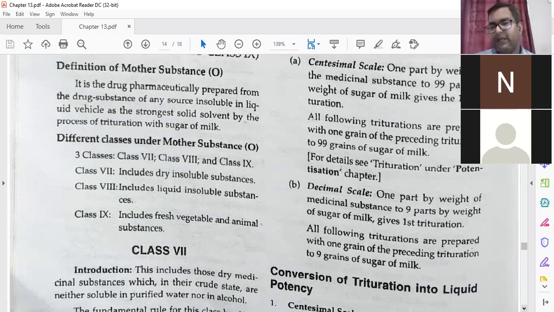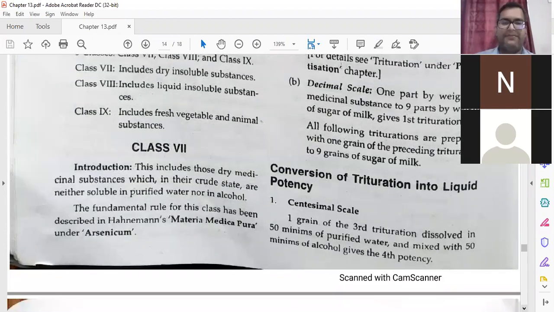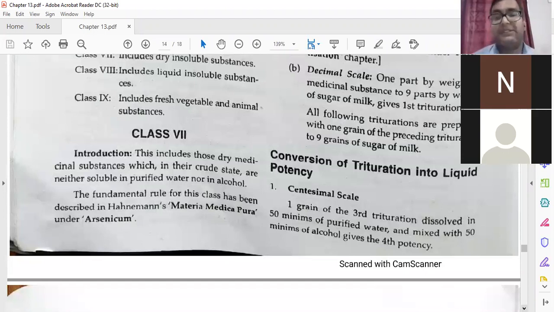Then conversion is there. Explaining this conversion part here will be a little confusing, but we will just learn it here; otherwise we will learn the conversion of potencies in the potentization chapter. Conversion of trituration into liquid potency, centesimal scale: 1 grain of the third trituration dissolved in 50 minims of purified water and mixed with 50 minims of alcohol gives the fourth potency. Just read here and forget; we will learn these things in an explained way in the potentization chapter.